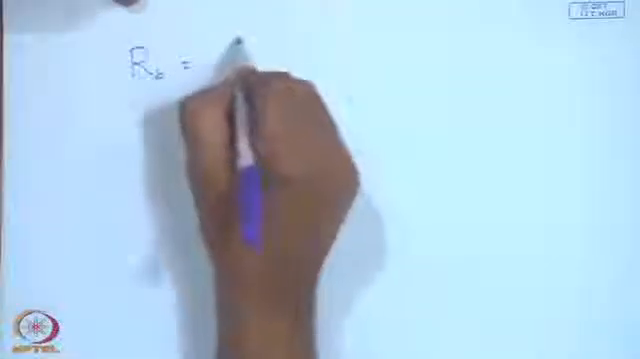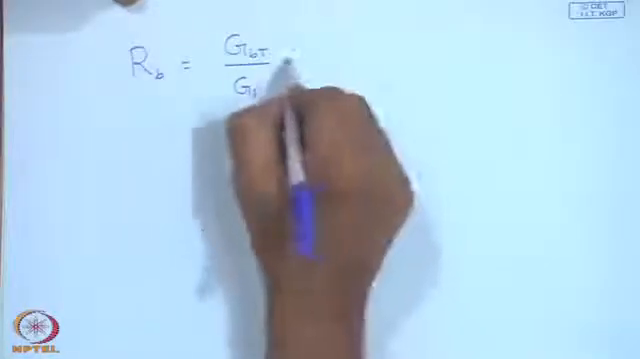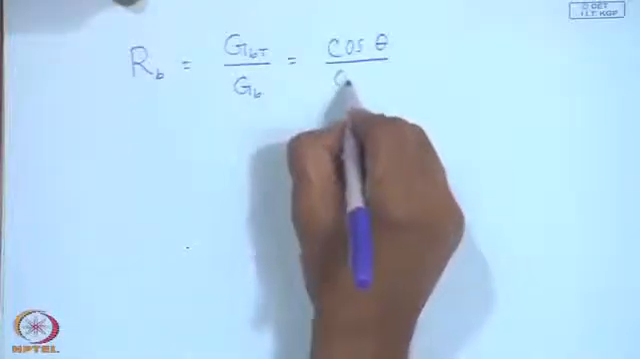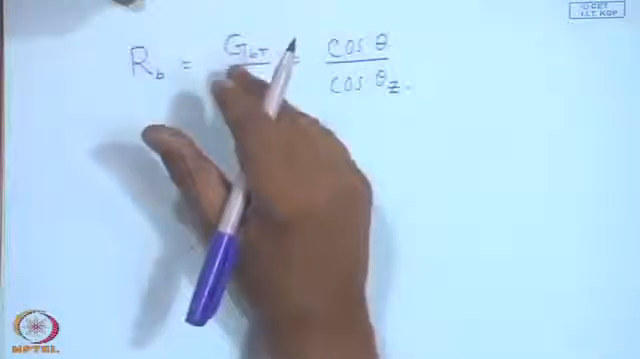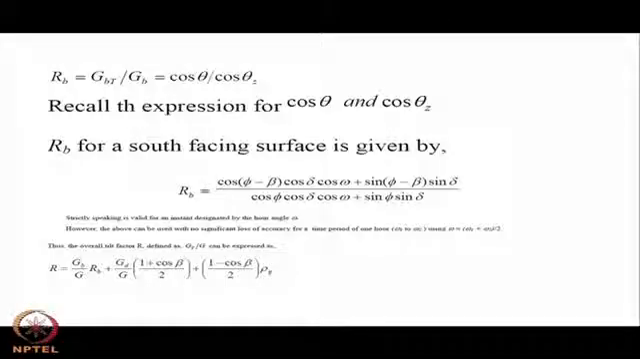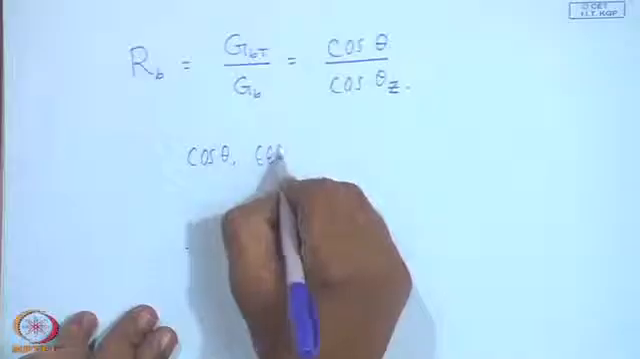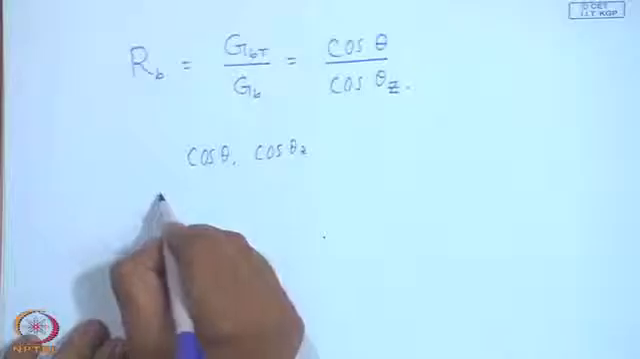So, now R B is by definition G B t by G B, equal to cos theta by cos theta z. Okay. So, now we have got this expression for R B, and you can recall your cos theta expressions and cos theta z expressions, and I can remember easily for a south facing surface.